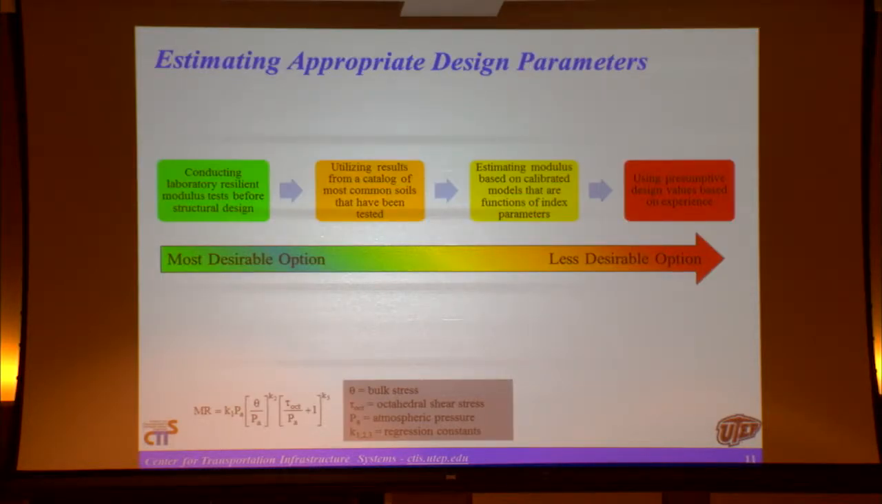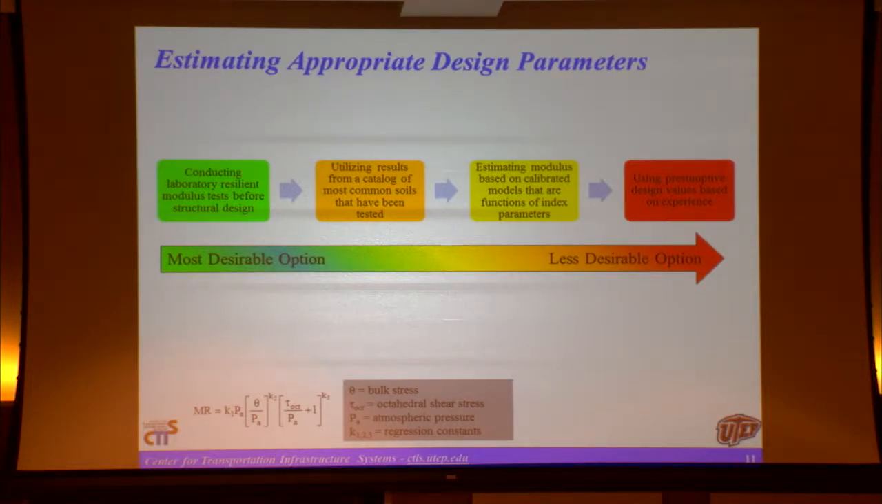Now, estimating appropriate design parameter. There are different options that we have, and depending on the level of comfort, you can go with that. The best desirable one is conducting laboratory resilient modulus tests on the materials that you have selected. And that runs around $500. That's less than 1 minute of construction.